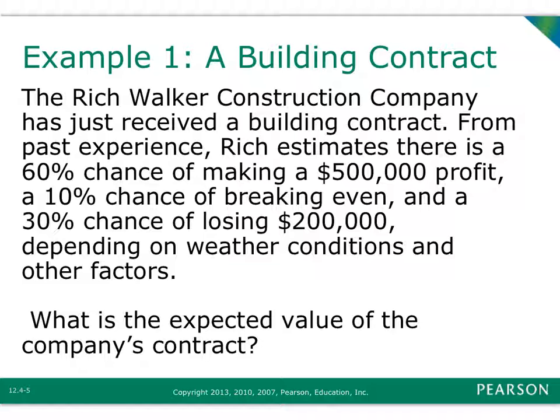So in this case, we're looking at a building contract. The Rich Walker Construction Company has just received a building contract. From past experience, Rich estimates there is a 60% chance of making a $500,000 profit, a 10% chance of breaking even, and a 30% chance of losing $200,000, depending on weather conditions and other factors. What is the expected value of the company's contract?